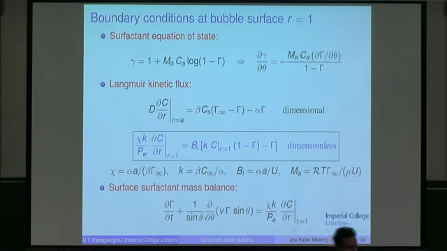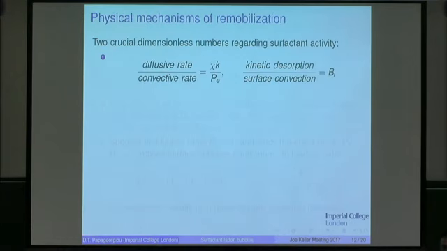Okay, and those have a physical meaning, which I can tell you next. Those are the ratio of the diffusive rate to the convective rate. So if the diffusive rate is very small compared to the convective rate, then we will rigidify. And also if the kinetic desorption is small compared to the convection, again, we will rigidify.